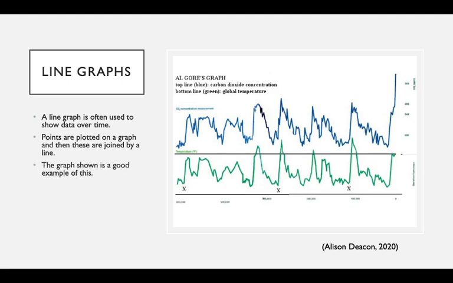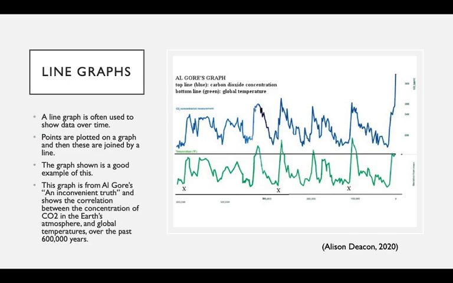The graph here is shown as a good example of this, and this is a graph from Al Gore's An Inconvenient Truth, and it shows a correlation between the concentration of carbon dioxide in the Earth's atmosphere and global temperatures over the past 600,000 years. As you can see by the graph, there's two graphs on this, one above the other. As the carbon dioxide rises on the top, the temperature rises as well.